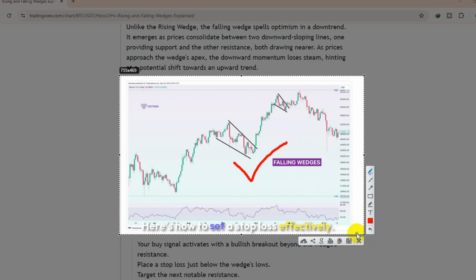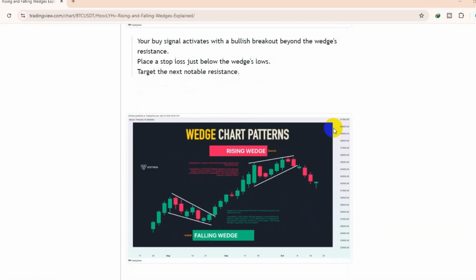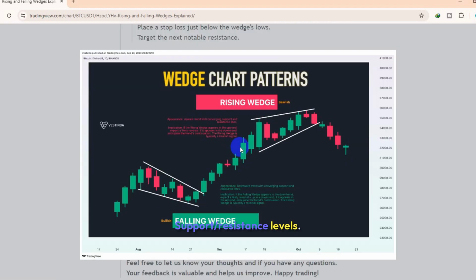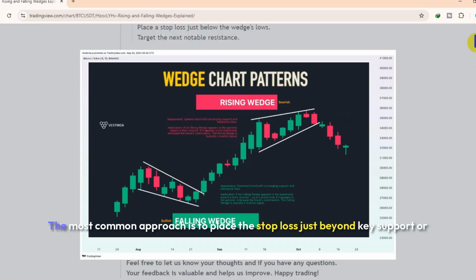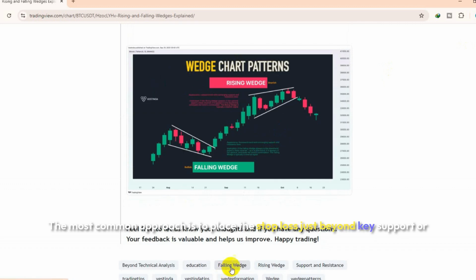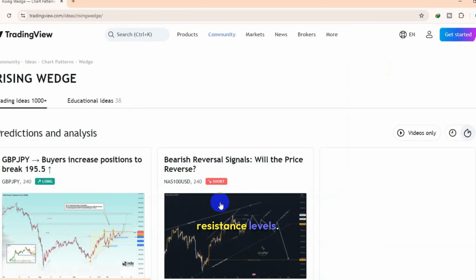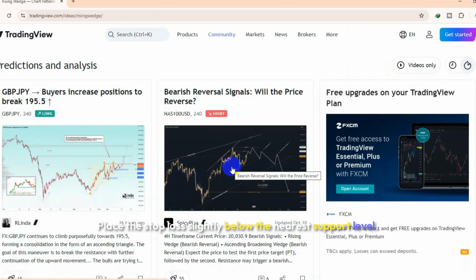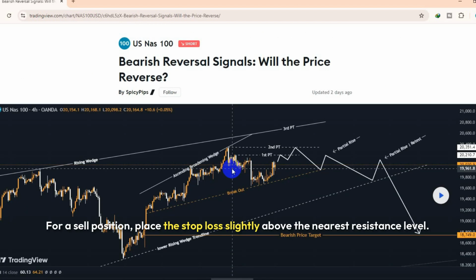Here's how to set a stop loss effectively. Identify key levels. Support/resistance levels. The most common approach is to place the stop loss just beyond key support or resistance levels. For a buy position, place the stop loss slightly below the nearest support level. For a sell position, place the stop loss slightly above the nearest resistance level.